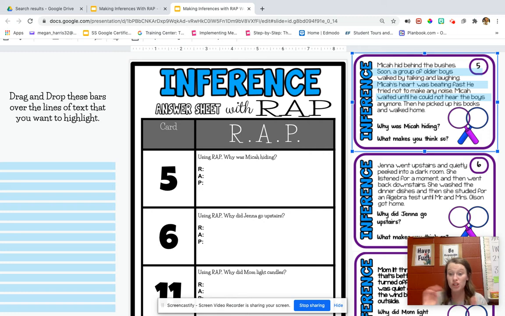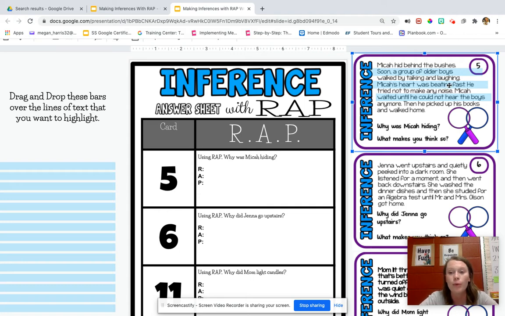I don't jump into the bushes and hide every time I hear someone talking, no matter if they're older than me, younger than me, or my same age. I don't hide from people when they talk. So he's definitely something about hearing those older boys and his heart beating fast. What do I know about my heart beating fast? I've been running, I've been working out, I'm nervous, I'm scared, any of those things. And he's waiting until he can't hear those boys anymore. So you have to think about, this isn't normal behavior. So these are things that stand out to me. These are clues that can help me figure out maybe why he was hiding.